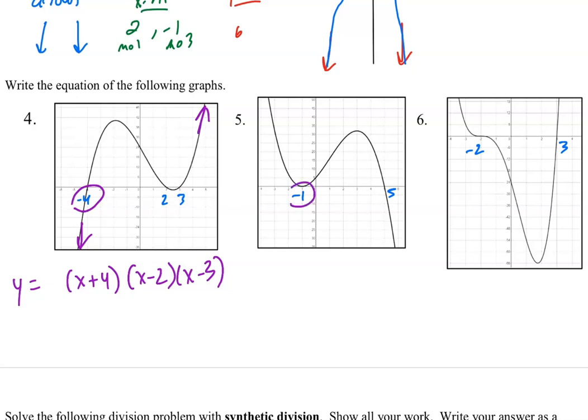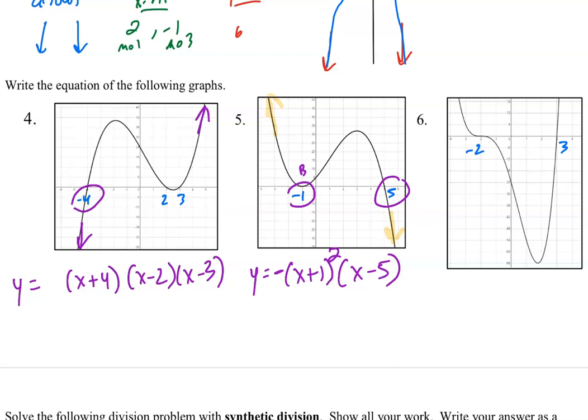So this one, same thing. So opposite of 1 is x plus 1. Opposite of 5 is x minus 5. Because this one bounces, I'm squaring that, and I'm leaving that like normal. But notice the arrows, right? So if it goes up to down, I'm just going to put a negative in front of there. So just check whether it's positive or negative.